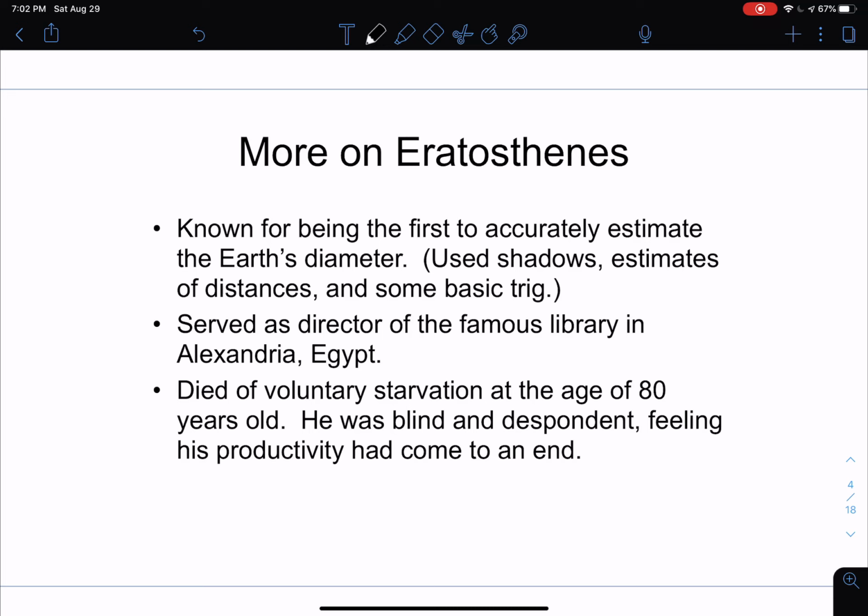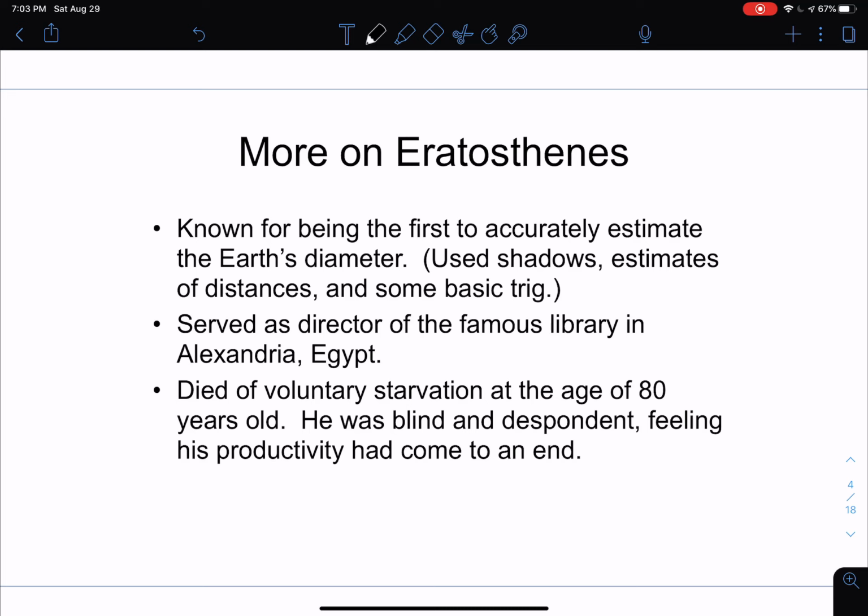He was known for being the first to accurately estimate the Earth's diameter, which was a pretty impressive feat back then because they did not have space travel, they did not have satellites, they did not have the calculators and computers that we have. They didn't have any of that stuff. He used shadows that he observed on Earth, estimates of distances between places, and then some basic trigonometry.